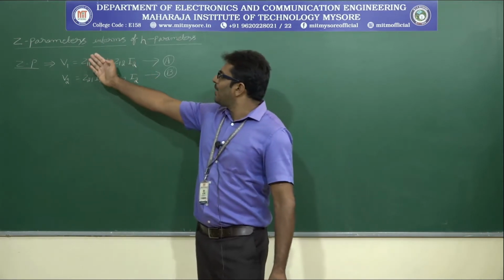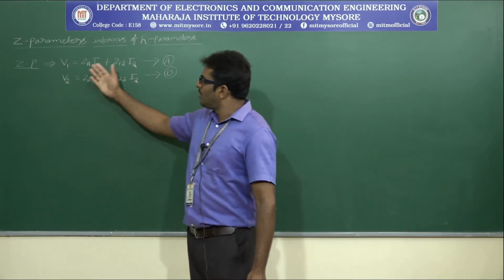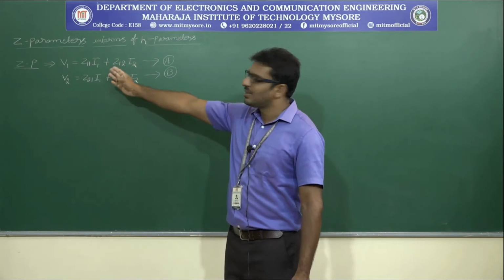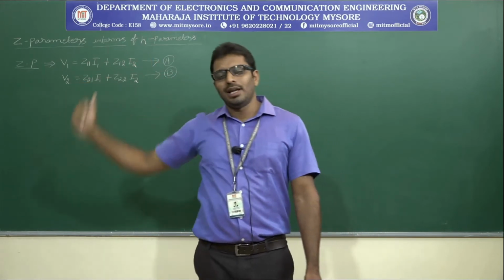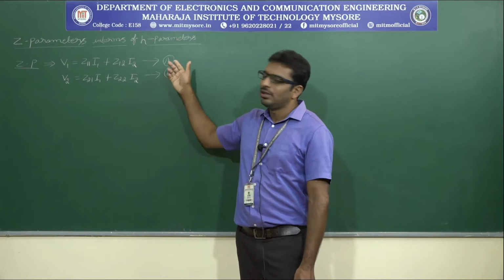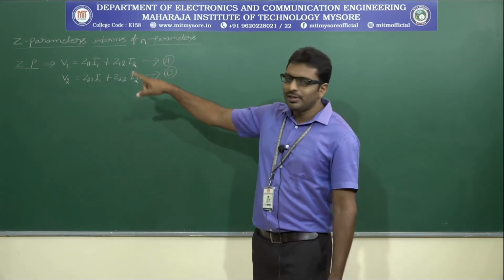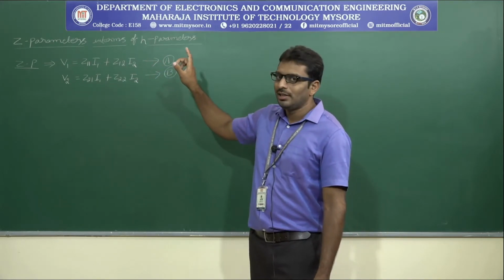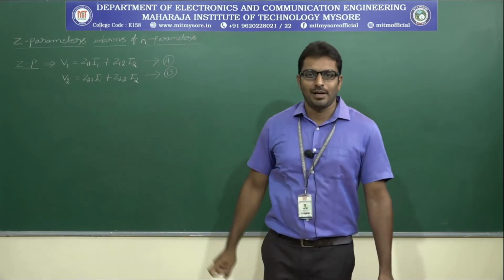Z parameters in terms of H parameters. First, I have already written the Z parameter standard equation. V1 is equal to Z11 I1 plus Z12 I2. Similarly, V2 is equal to Z21 I1 plus Z22 I2. Call them equation A and B. Anyhow, we are going to find the relationship between Z and H, right? So, the Z parameters in terms of H parameters.